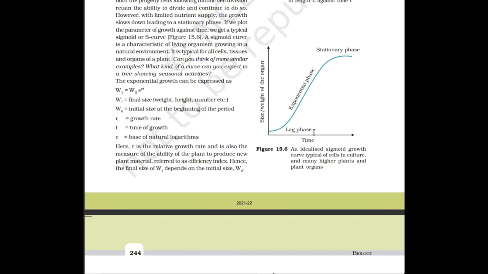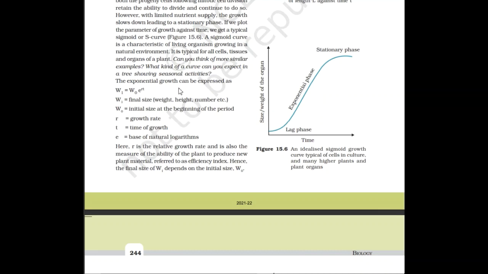On the x-axis is time and on the y-axis is a representation of the size or weight of the organ, and an S-shaped, sigmoid-shaped graph is obtained. Here is the lag phase, then the exponential phase, and then the stationary phase.